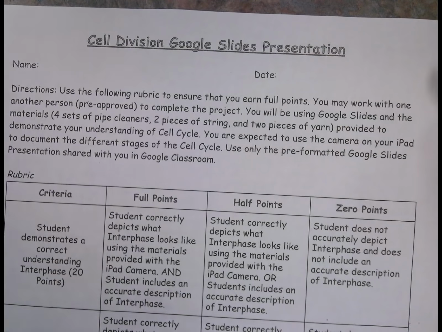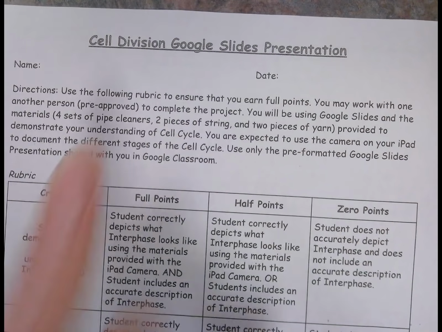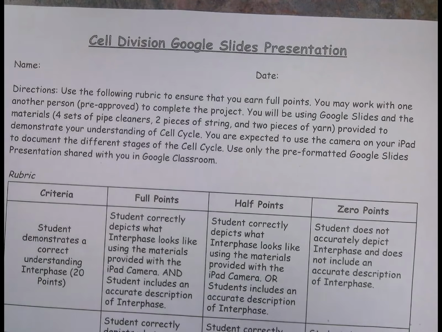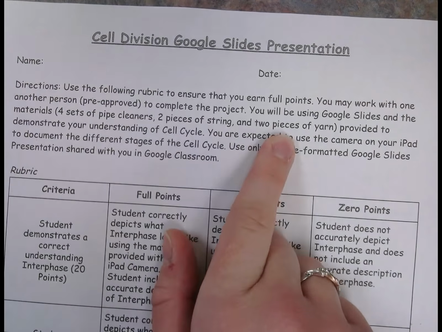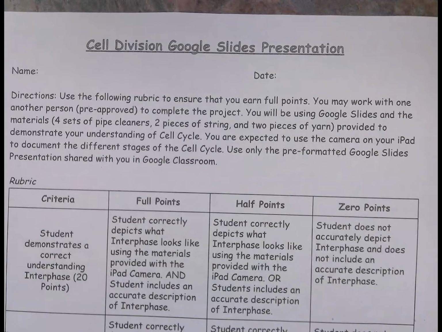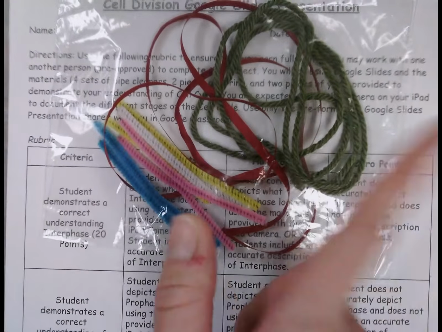You'll be using the Google Slides and materials: 4 sets of pipe cleaners, 2 pieces of string, and 2 pieces of yarn. Now the 2 pieces of string, some of you will have ribbon because I ran out of string. However, if you're having a big issue with the ribbon, you can swap it out for some yarn. So just make sure that it's a different color yarn than what you have in your bag. So some of you will have maybe red ribbon, some of you will have gold ribbon yarn.